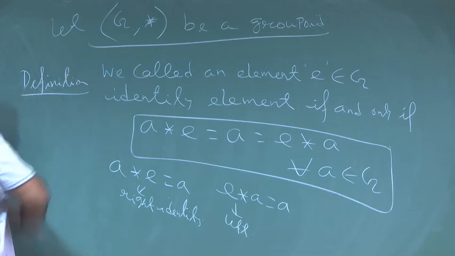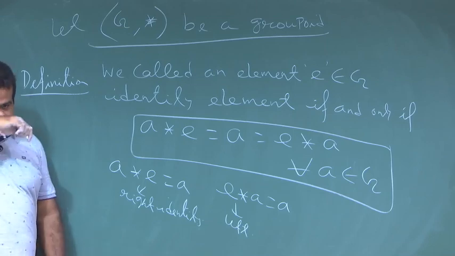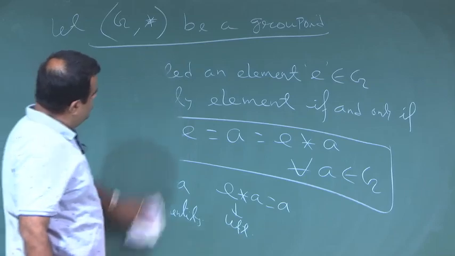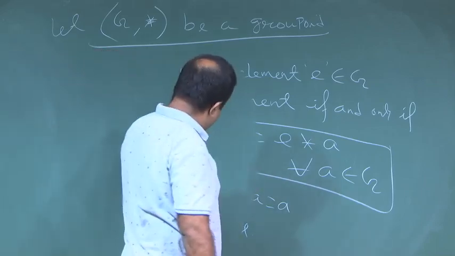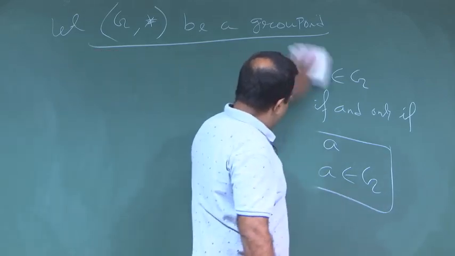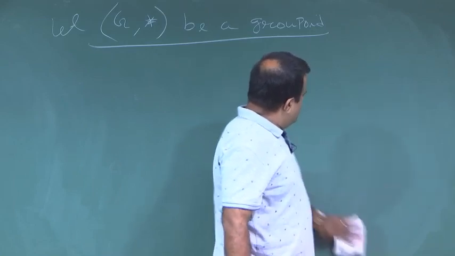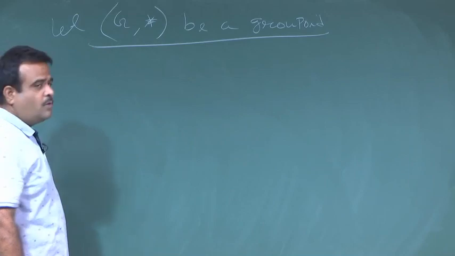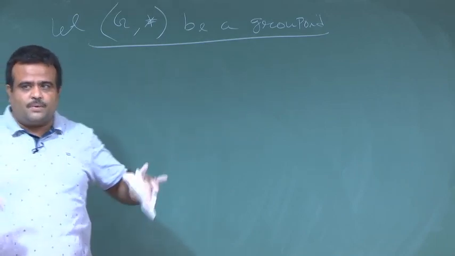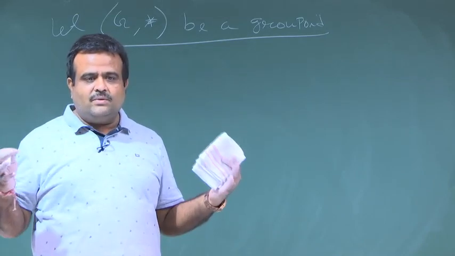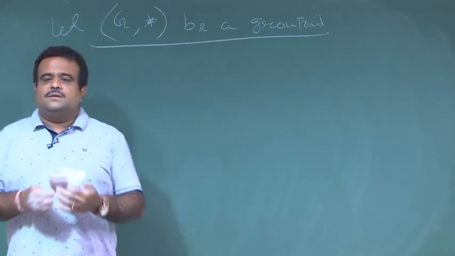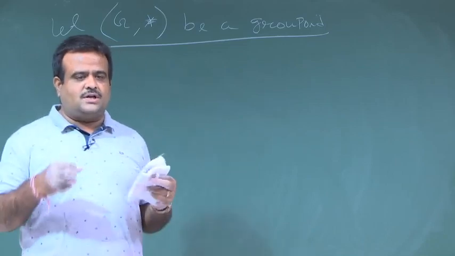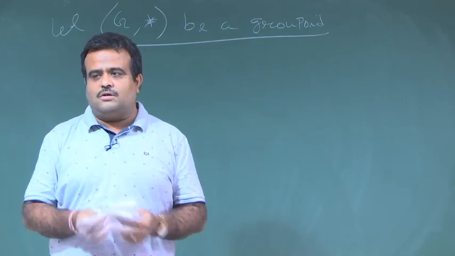This is the definition of identity element. Now, we will define the inverse existence of an inverse of an element. Okay, so let G be a groupoid. Groupoid means we have only one property, the closure property. We take a set and a binary operator which is closed, then this algebraic structure, the set along with this operator, is called a groupoid.